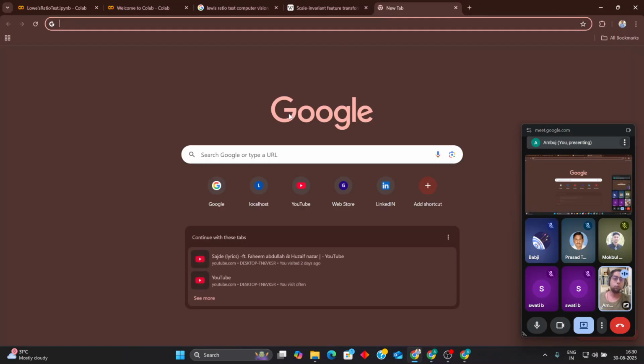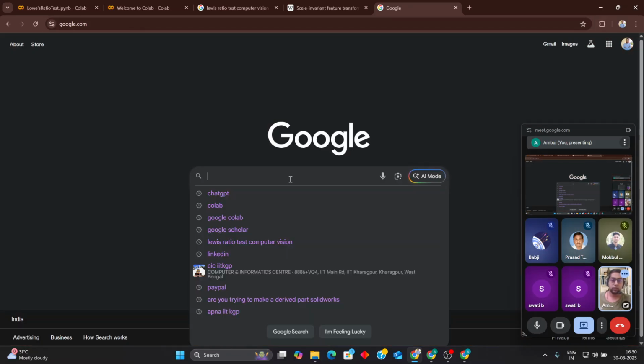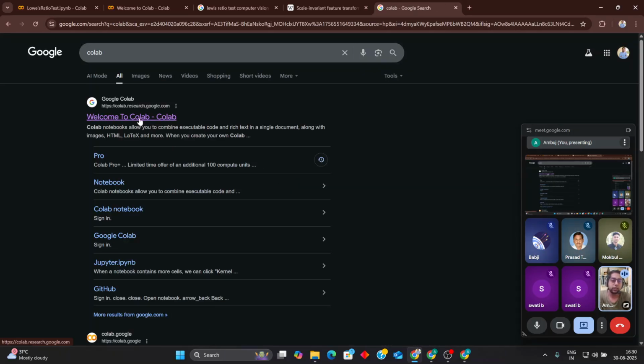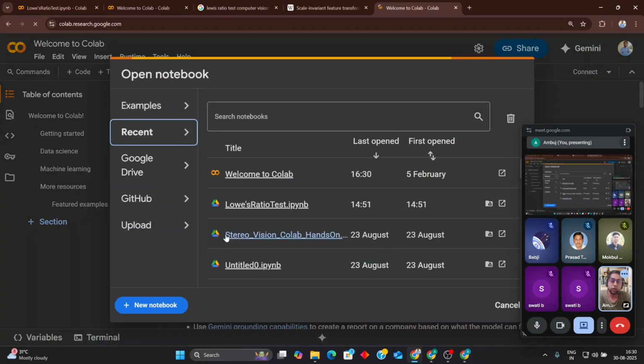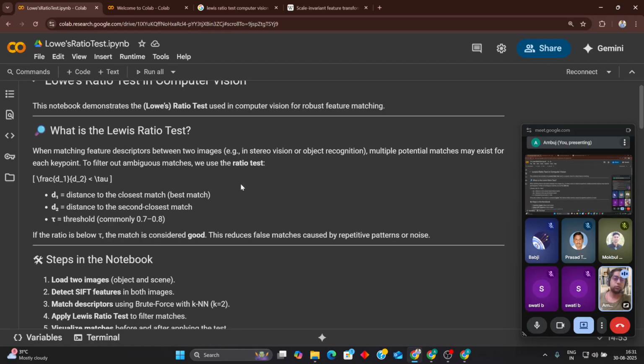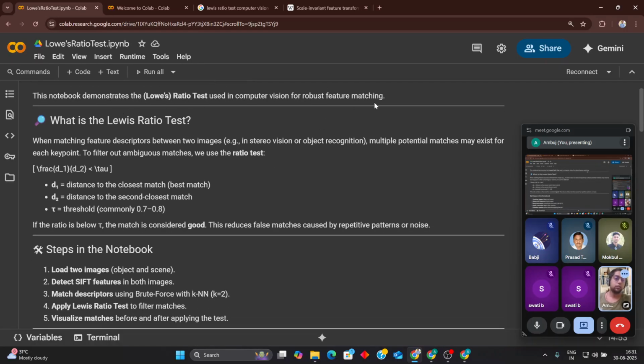You just have to open Google, write Colab inside it, and go to Google Colab. Then you have to upload the notebook which I will be sharing with you. Use the browse button to locate where you have downloaded this notebook. So the Lowe's ratio test demonstration is there in this notebook.